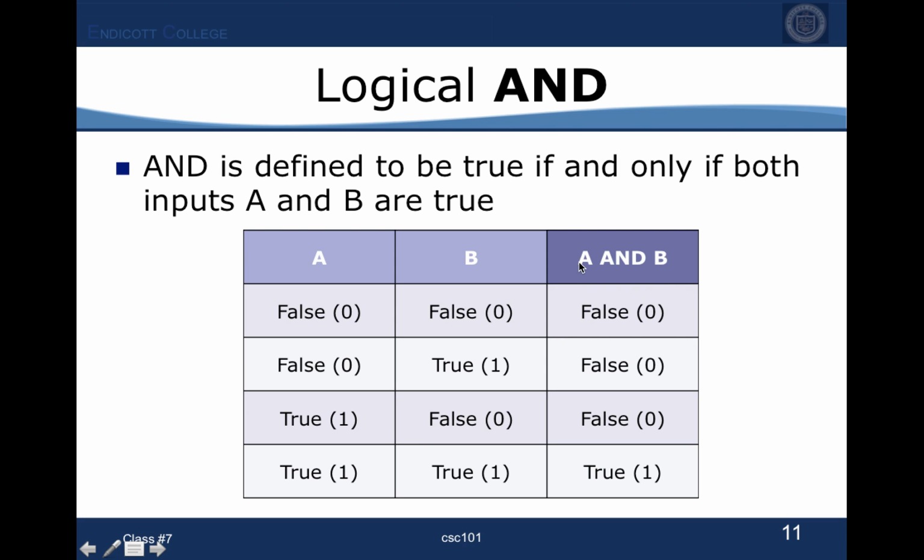Okay? So if they're both false, then of course this is false. And if either one of them is false, in my next 2 rows here, A is false here and B is false here. So since in both of these cases, one of them is false and one of them is true, this is false because it's not true that A and B are true. The only time you get true for A and B is when they're both true. Okay?